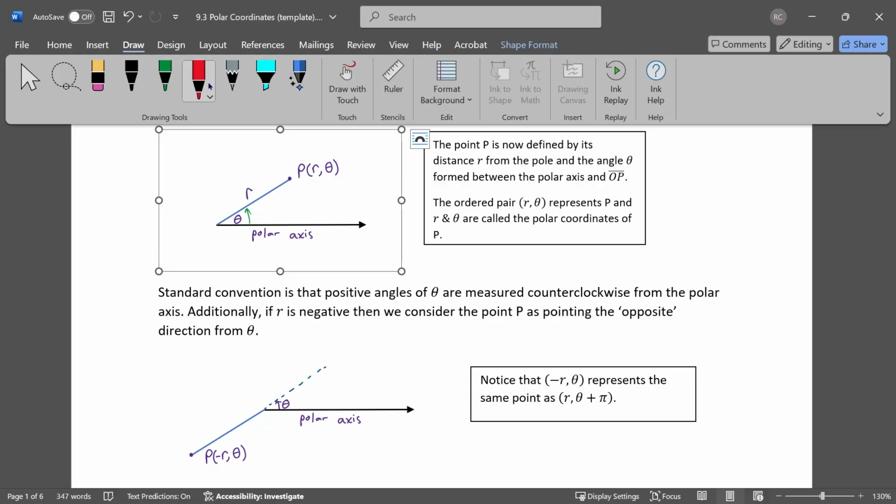And of course, one more thing to notice here is that since this is exactly pi, it's a straight line, the representation (-r, theta) is the same point as (r, theta + pi), right? So if I went theta and then added pi to that angle and went the positive radius instead of the backwards radius, then you end up at the exact same place.